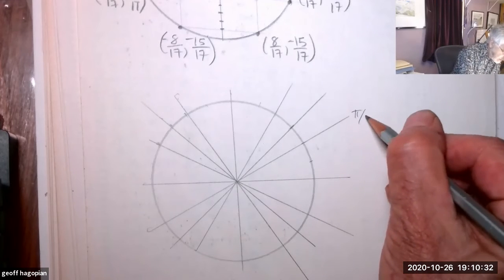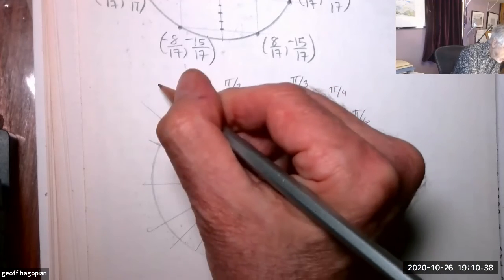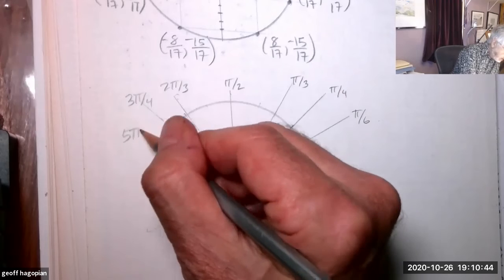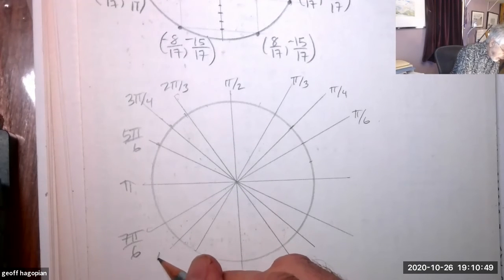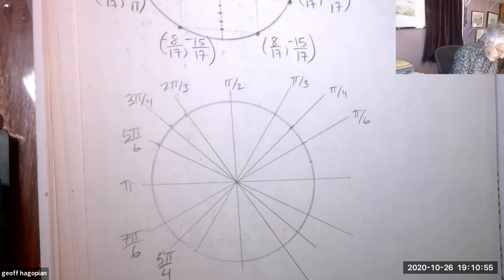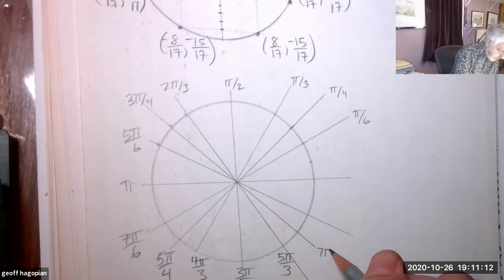Well, this is pi over 6. This is pi over 4. This is pi over 3. And this is pi over 2. This is 2 pi over 3. This is 3 pi over 4. This is 5 pi over 6. Are these getting to be familiar? This is pi. Here's 7 pi over 6. Here's 5 pi over 4. Here's 8 pi over 6, which reduces to 4 pi over 3, right? And this is 3 pi over 2. So 8 pi, 9 pi, 10 pi over 6 reduces to 5 pi over 3, 7 pi over 4.